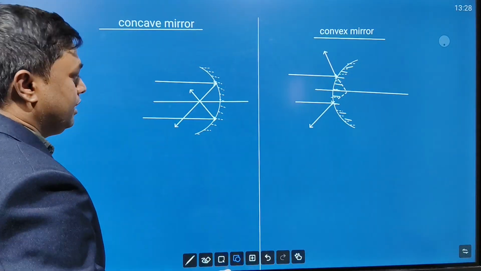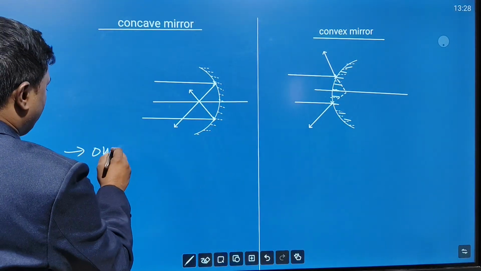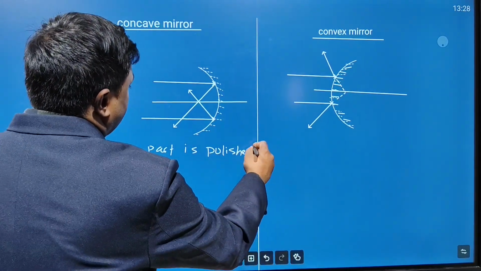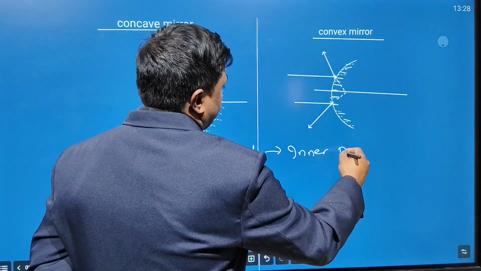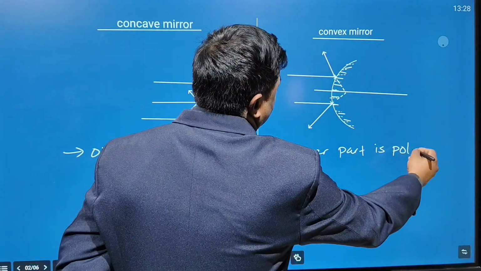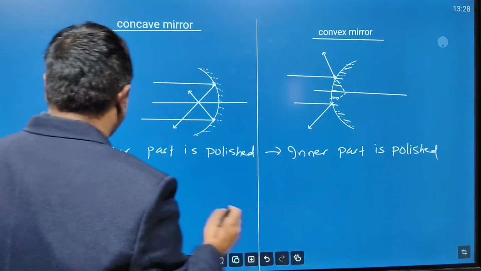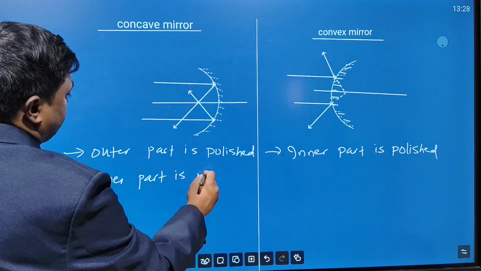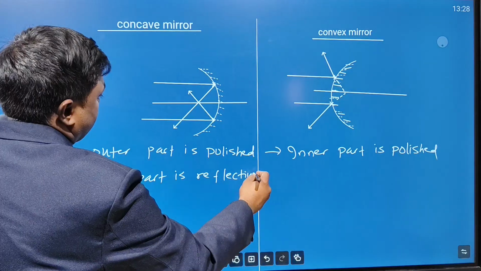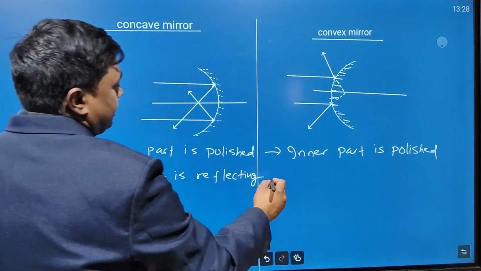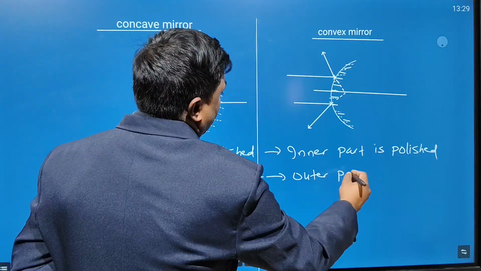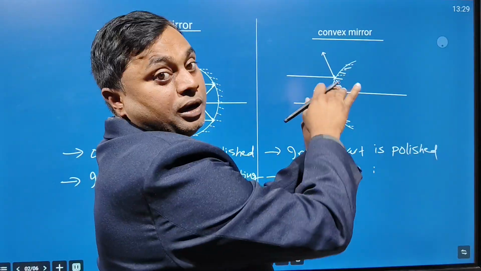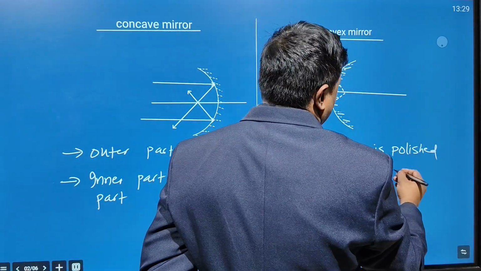So these are the differences we can write. Here the outer part is polished. Here the inner part is polished. Here the inner part is the reflecting part, whereas here the outer part is the reflecting part. You can see this side only. This side is polished, meaning the outer part is the reflecting part.